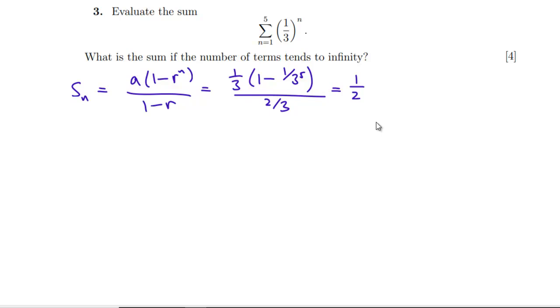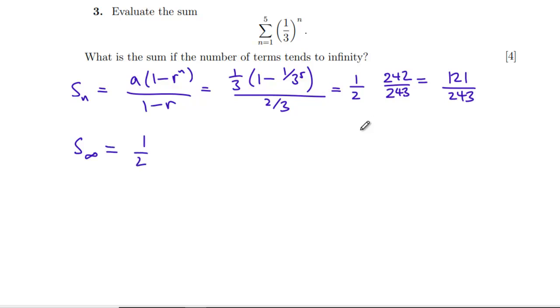And then we're going to have 1 minus, so what's 3 to the 5? 81 is 3 to the 4, so it'll be 243. So that'll be 242 over 243, which is 121 over 243. What is the sum if the number of terms tends to infinity? Well, it'll go to a half. This bracket, when you take this to the sum to infinity, just disappears because mod r is less than 1, so it just becomes a at the top. So it'll be a half.